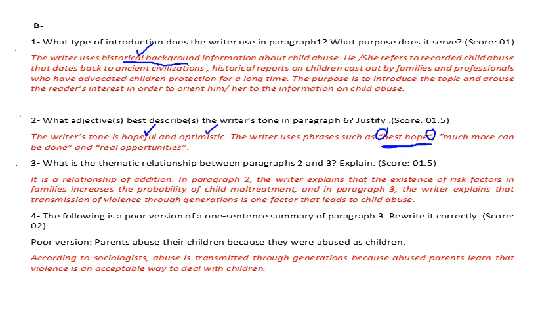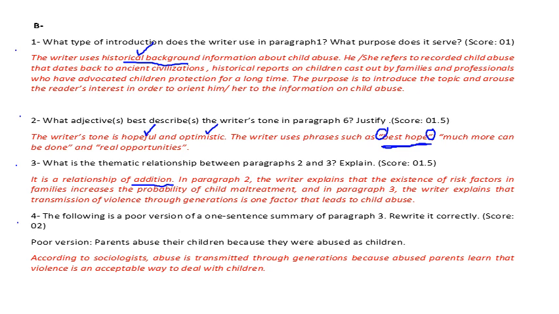Number 3, what is the thematic relationship between paragraphs 2 and 3? Explain. It is a relationship of addition. In paragraph 2, the writer explains that the existence of risk factors in families increases the probability of child maltreatment. And in paragraph 3, the writer explains that transmission of violence through generations is one factor that leads to child abuse. So hence, it's a relationship of addition. And support, of course, you can say.